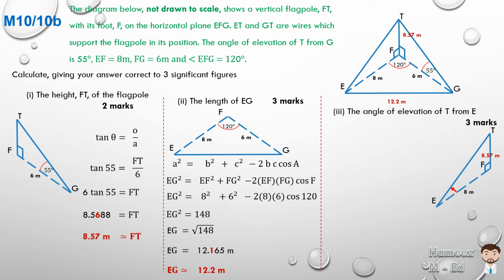And how do we find that angle? We know the opposite, 8.57, and we know the base, the adjacent, which is 8 meters. And if we have O and A, then we'll be using the rule tan theta is equal to O over A. Let's substitute. Tan of that angle, FET, which is what we want to find, is equal to FT, that height, over EF. So tan FET is equal to 8.57 over 8. And if we carry the tan across, we get arctan, or tan inverse, 8.57 over 8. Put that in the calculators, we're going to get 46.97 degrees.